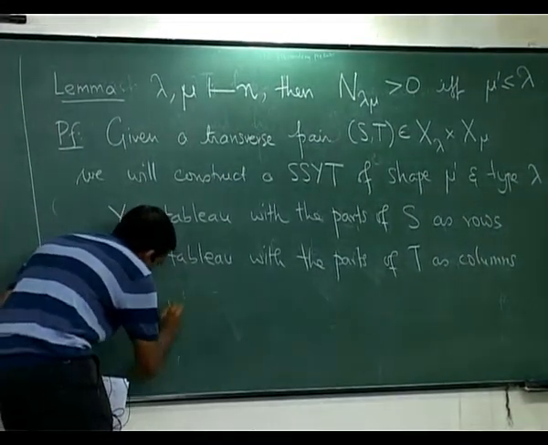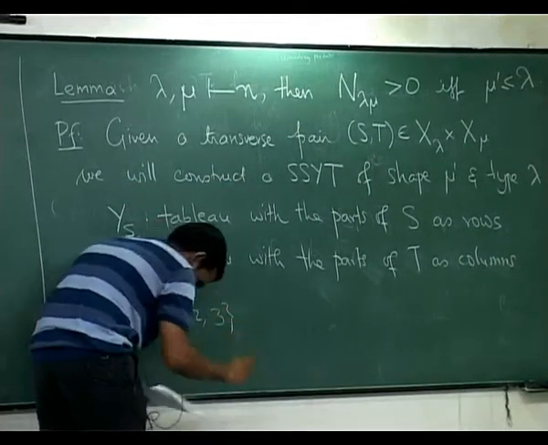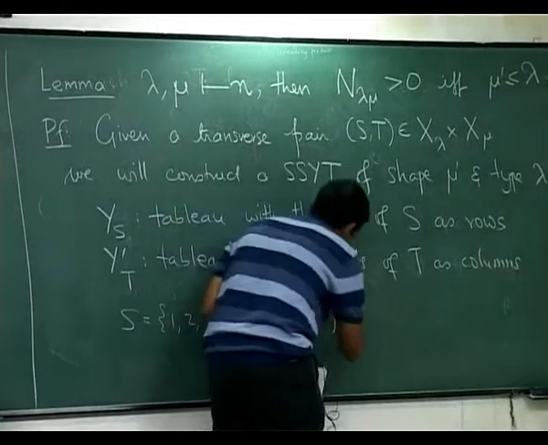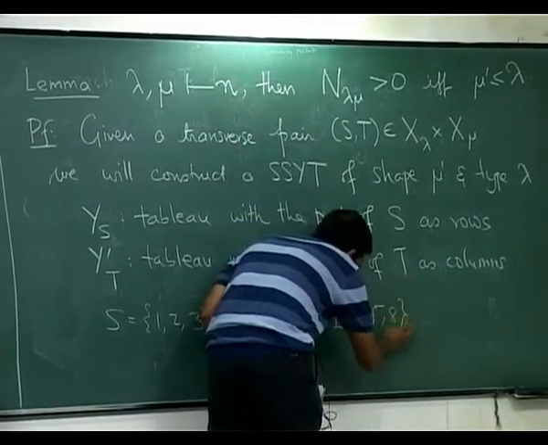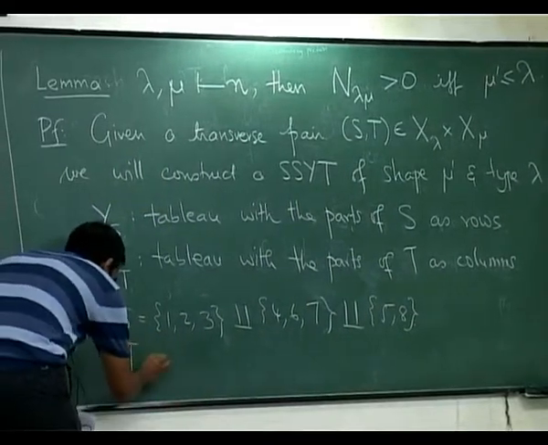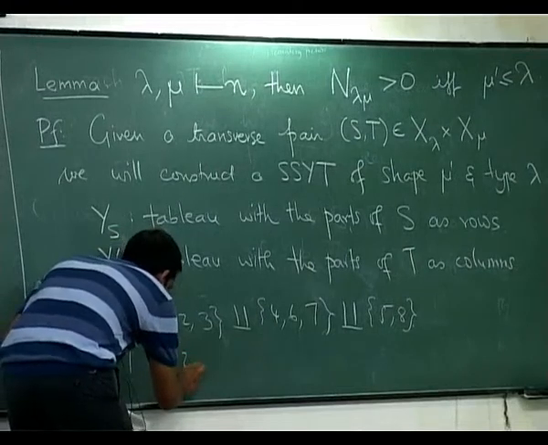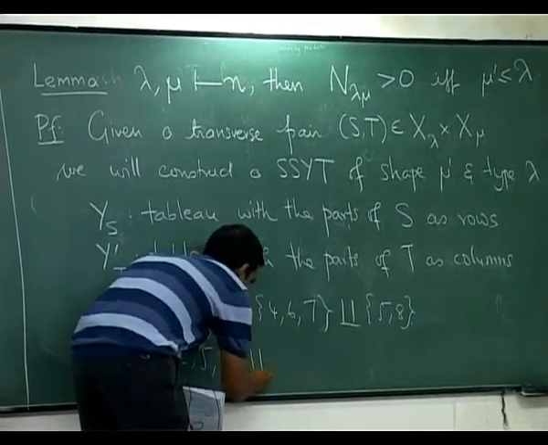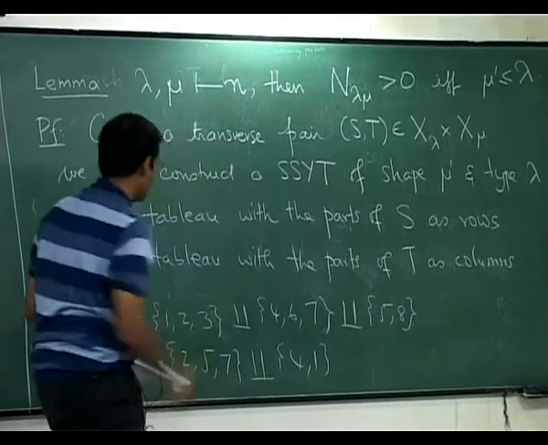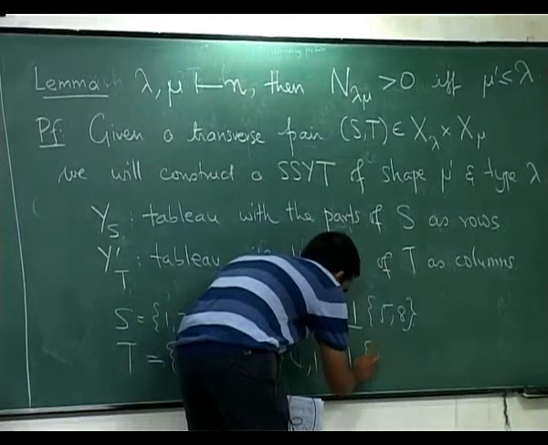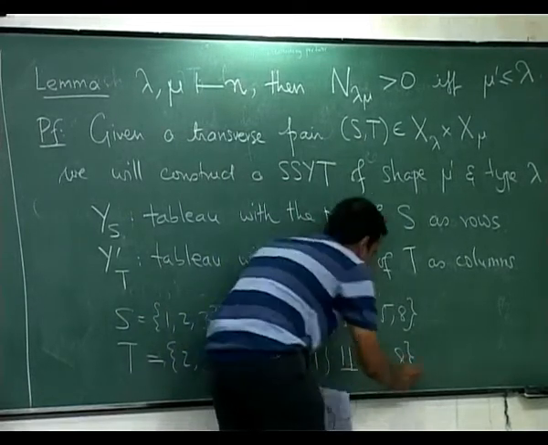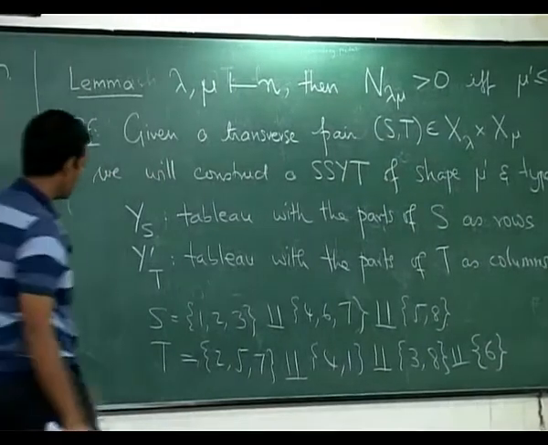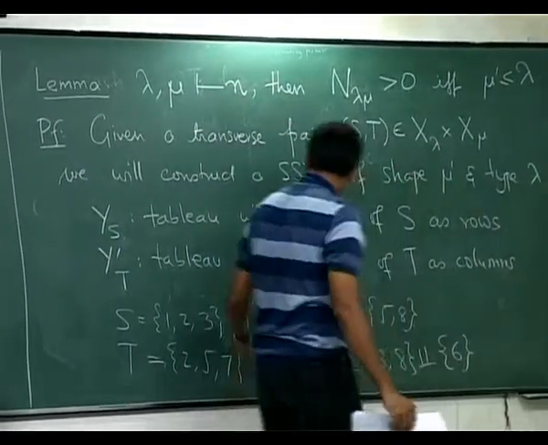So suppose S is 1, 2, 3 union 4, 6, 7 union 5, 8. And T, I should be careful to make sure that it's transverse: 2, 5, 7. So these are all from different parts of the first thing. Union 4, 1. These are also from different parts. Union 3, 8. Union, what's left? 6. Okay, I got me a pair of transverse partitions. I got me a transverse pair.